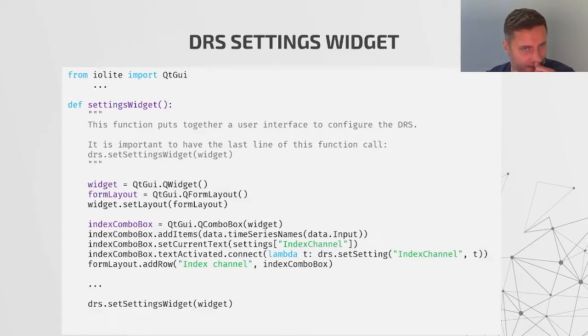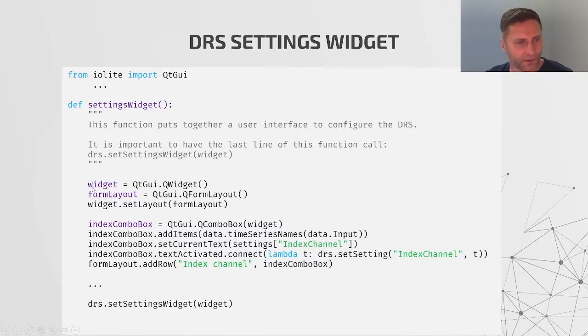So let's look at a very basic example of what might be in a settings widget function. It starts off with this import from iolite, this cute GUI package. This allows us to create the widgets that will be shown in the widget, so it will allow us to create combo boxes and form layouts and those sorts of things. This is all the graphical user interface, GUI, components that we want to have. I've left a few dots there to say that there would normally be some other code before we get to this point. And then we get to the actual settings widget function, this part here.